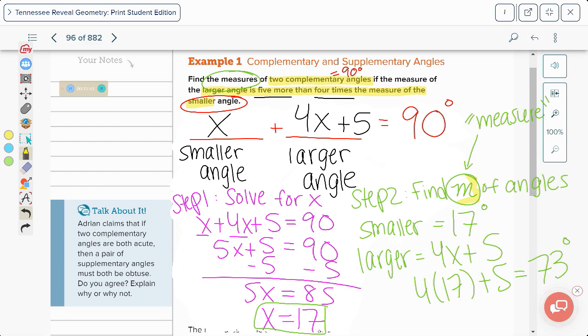Okay. So now, what if I was unsure of my answer? What if I want to really make sure that I have the correct measurements? Well, if we go back, they're complementary angles, so we know when we add them, they should equal 90. So let's try that. 17 plus 73. Double check and see if it equals 90 degrees, which it does. But that's a good way to double check yourself.